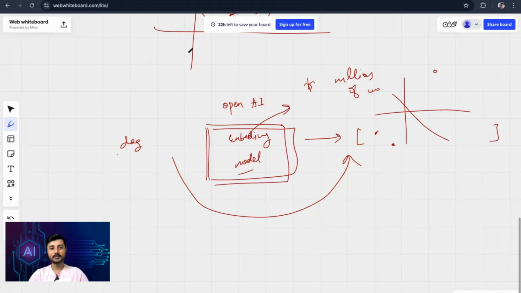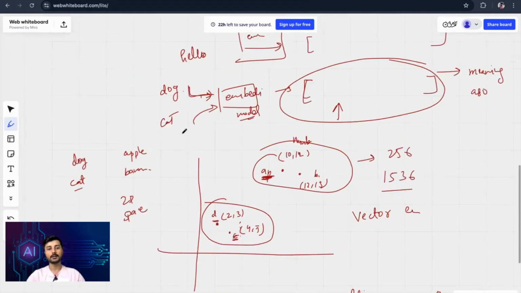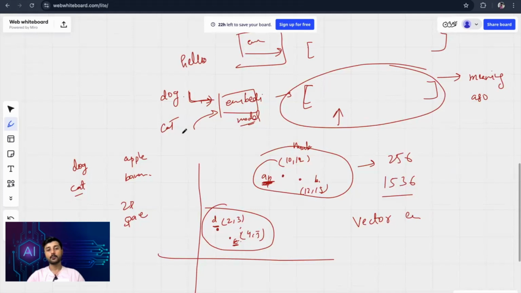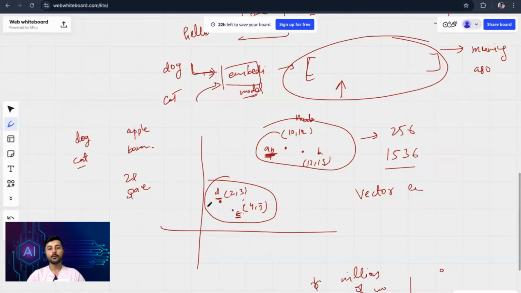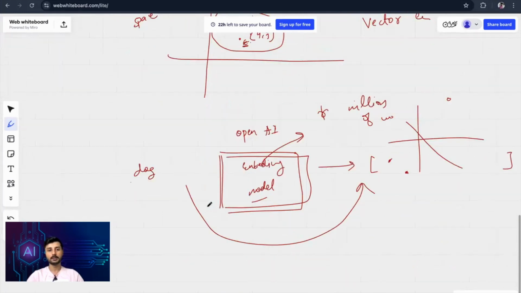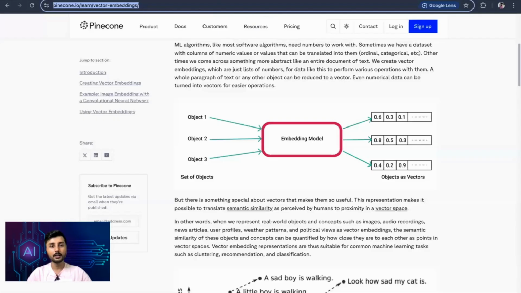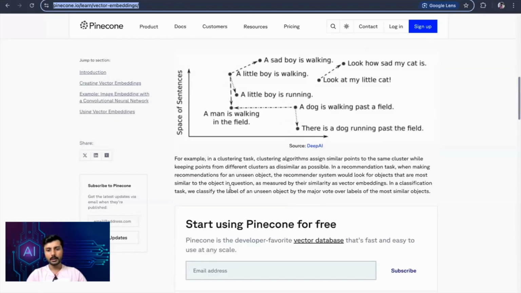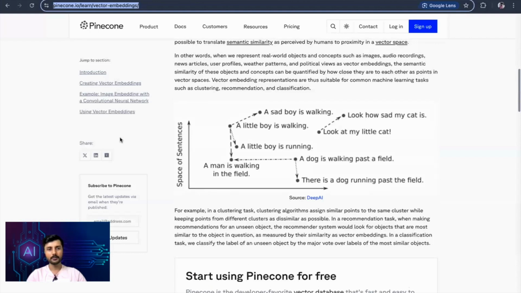I hope these two things are clear to everyone: what vector embeddings are, why we are converting a word into vectors, and what an embedding model is. If these are clear, let me quickly go through what else we have here, because this is a very good article on vector embeddings, and you can use it to read more about it. It explains the same thing here, like a sad boy is walking.